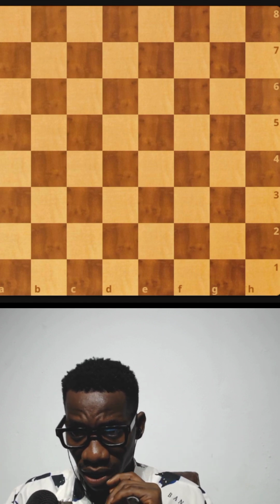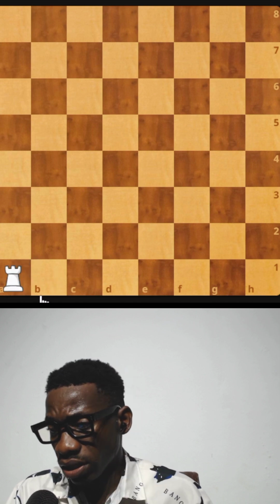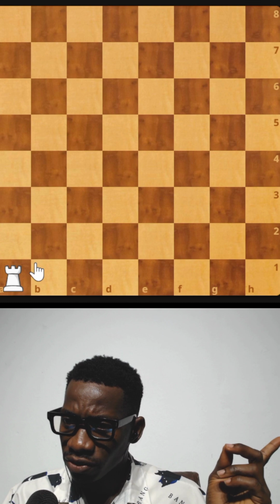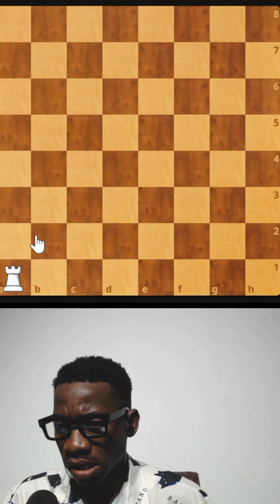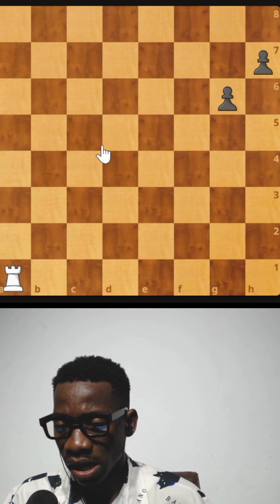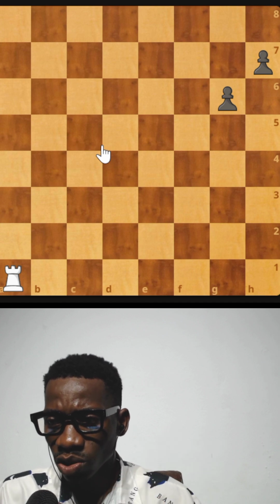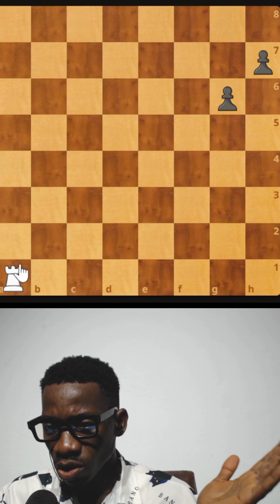I'll be showing you guys how to capture with. Let me start from the rook. In the other video I made, I explained to you guys how the rook moves. So I believe you should understand what I'm talking about. So we have a pawn over here. Let me just do a setup for you guys. We have a pawn over here, and you're being asked to capture any of these pawns with your rook.